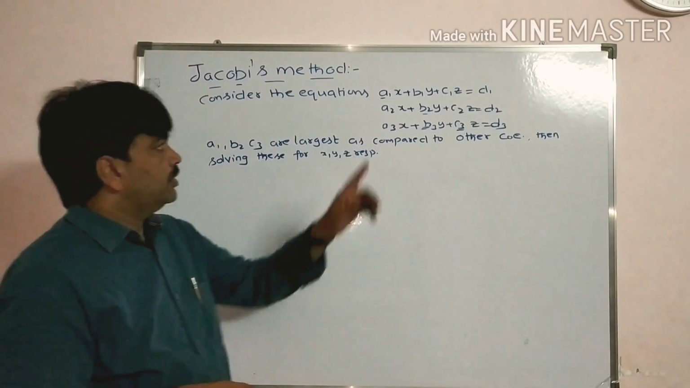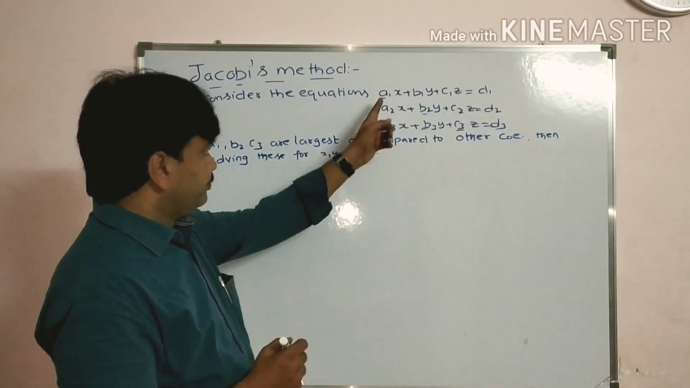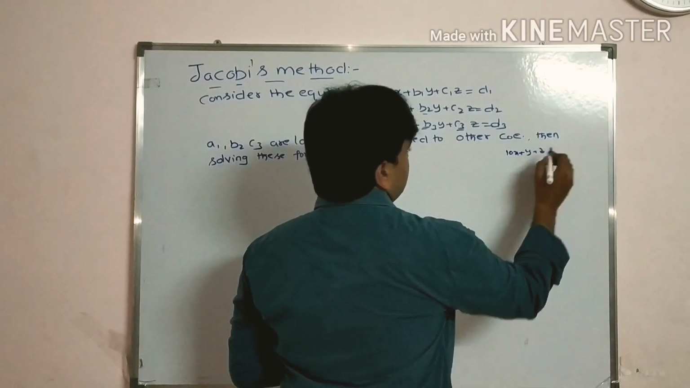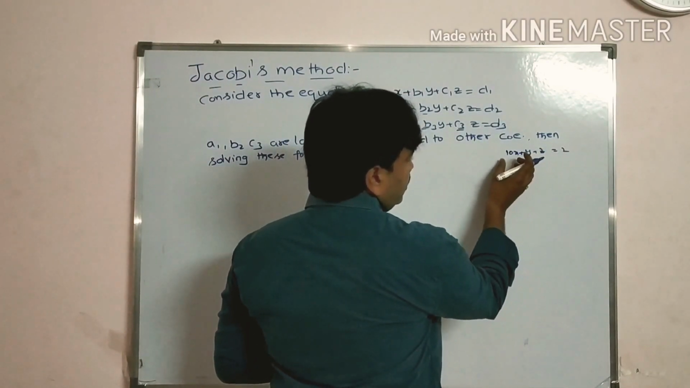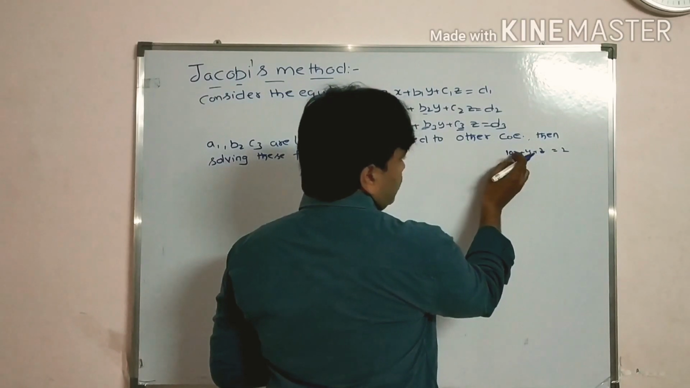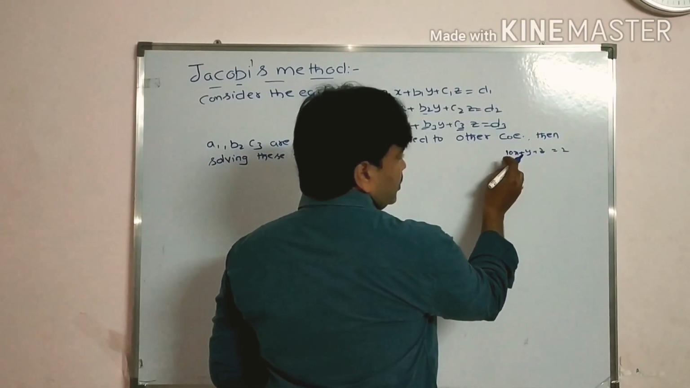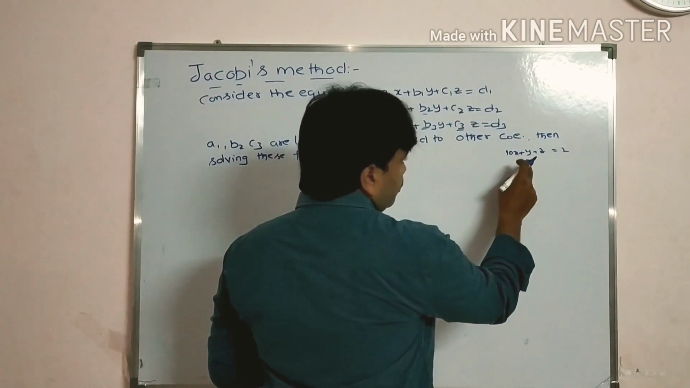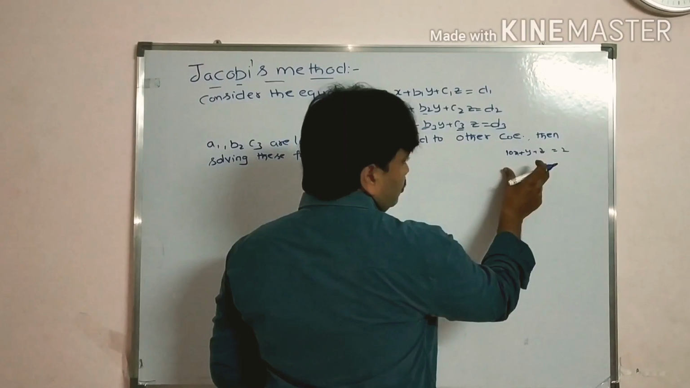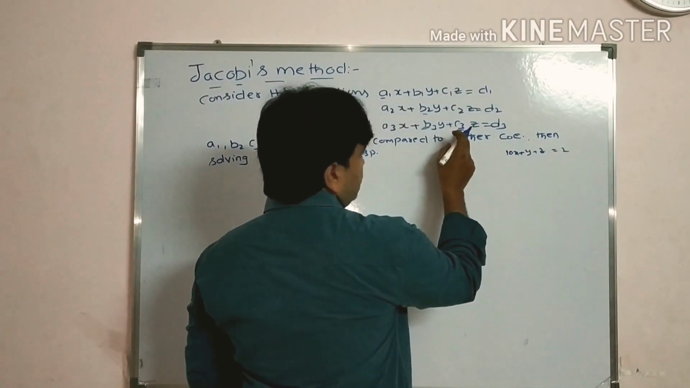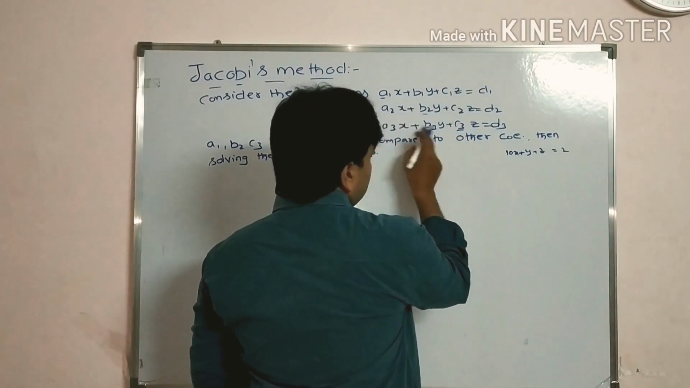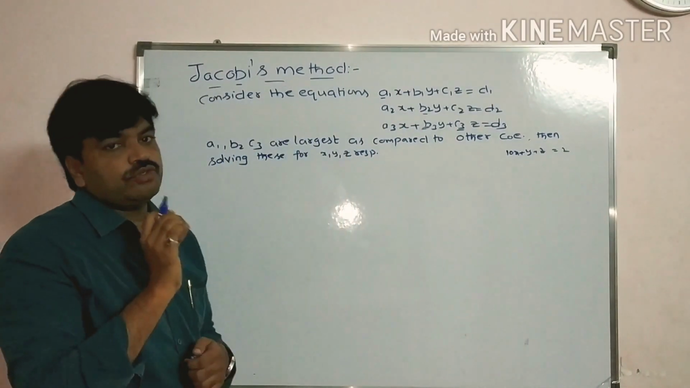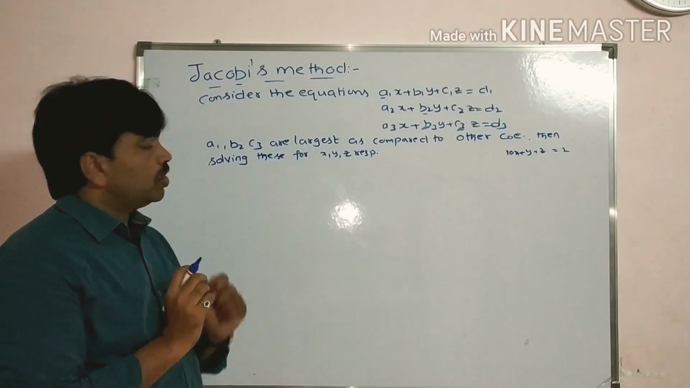That means if I am taking the first equation, for example, 10x plus y plus z, students, now which is the largest number? The x coefficient is largest as compared to y, z. Similarly, in the second equation, the y coefficient is largest as compared to the remaining elements. Similarly, in the third equation, C3 is largest as compared to the remaining variables. It should satisfy this condition, students. Then only we can apply Jacobi's method.